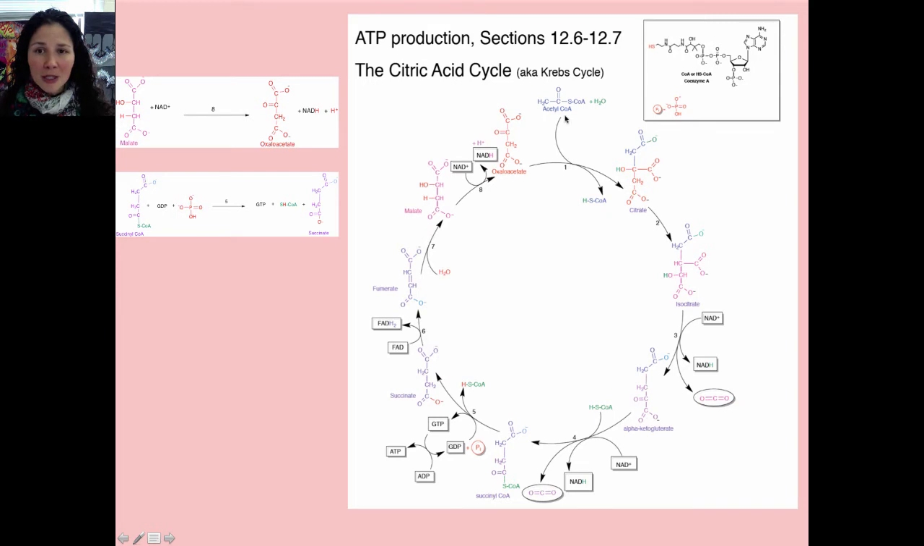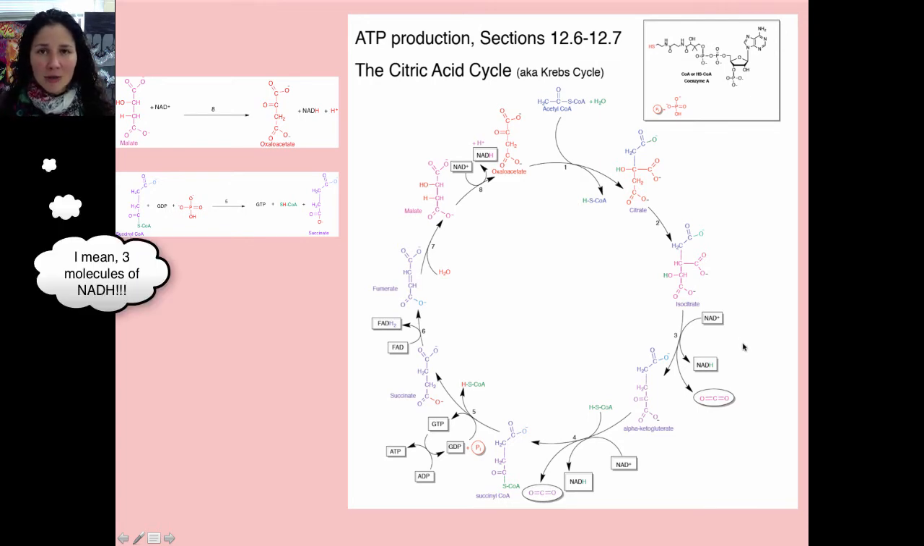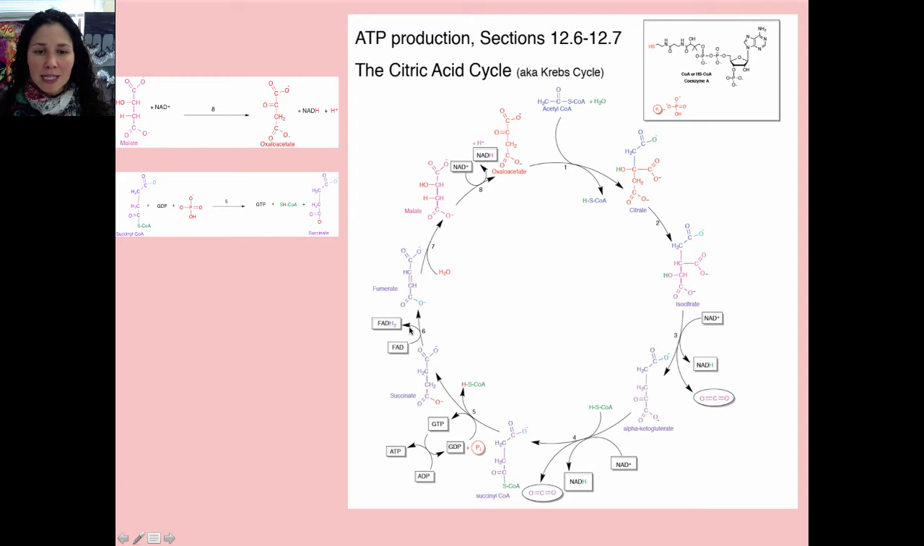For every molecule of acetyl-CoA that goes through the cycle, you go through the cycle once. And in this cycle, you make 3 molecules of NADH, one at step 3, one at step 4, and one at step 8. And you also make 1 molecule of FADH2 and 1 molecule of ATP. These are the energy molecules that come from the citric acid cycle.